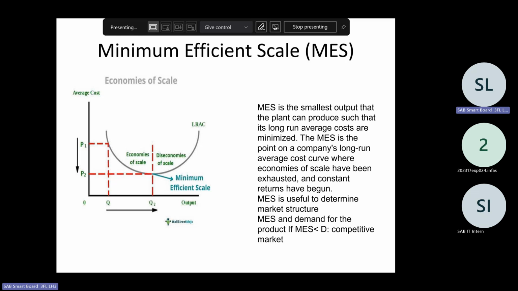Now, this is the minimum efficient scale. Normally it is the increasing returns to scale, which generates economies of scale. At this point there is the minimum point, that is the scale. So here MES, the minimum efficient scale, is the smallest output that the plant produces in the long run at the minimum average cost. So this is the total average cost.